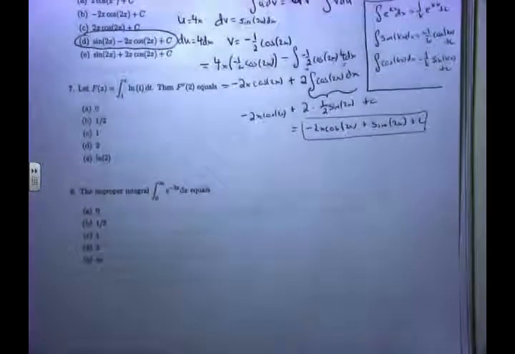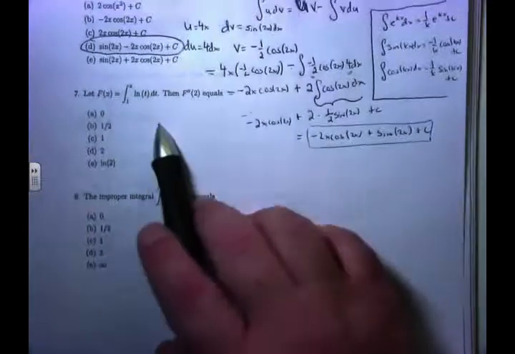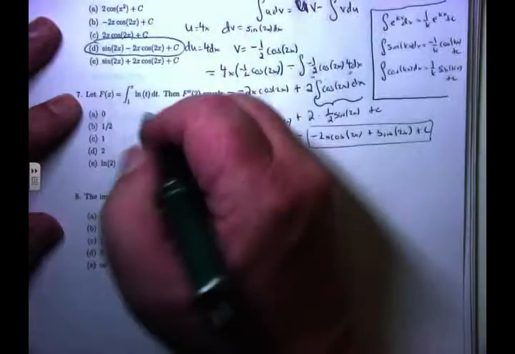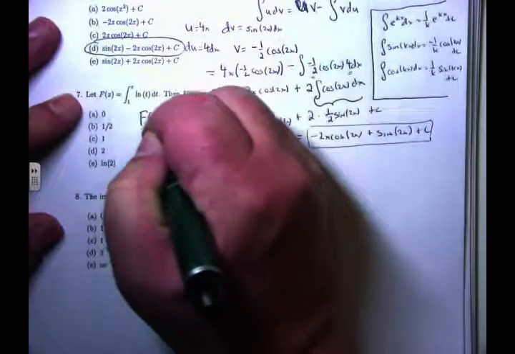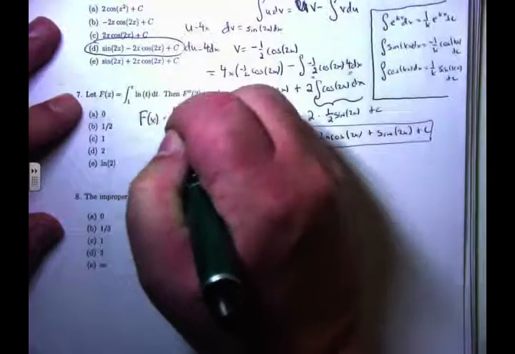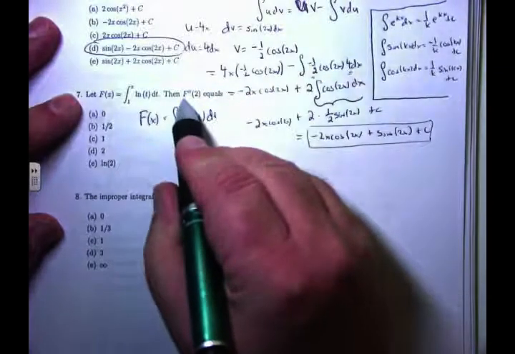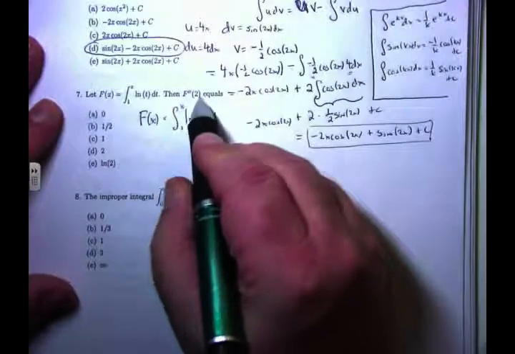Number 7. All right. Remember, there was the fundamental theorem of calculus. The first fundamental theorem of calculus was integrate, plug in top minus plug in bottom gives you area under the curve. The second part of that fundamental theorem of calculus was when I take the derivative of an integral, I don't go anywhere. So we've got this big f of x, which is equal to the integral from 1 to x of the natural log of t dt. They want me to find f double prime of 2.